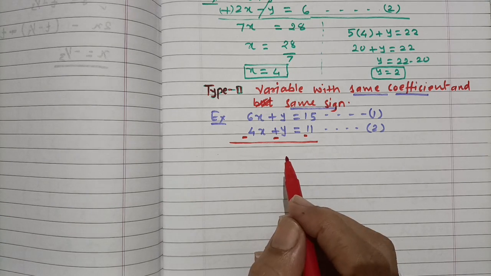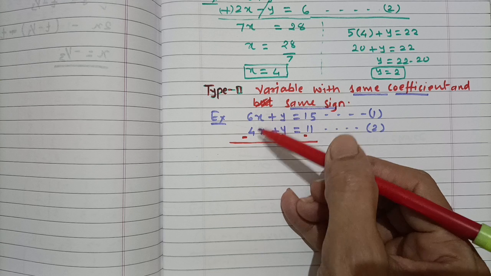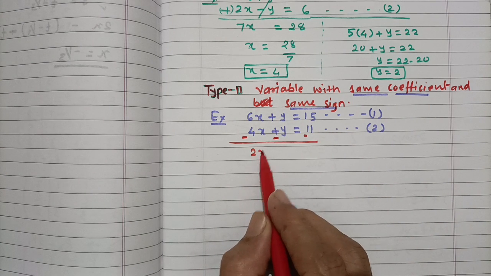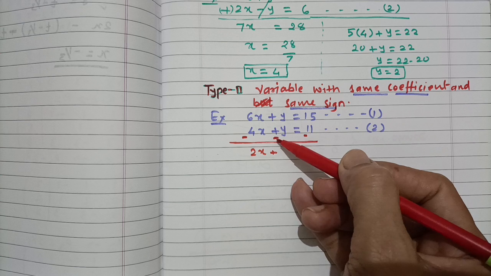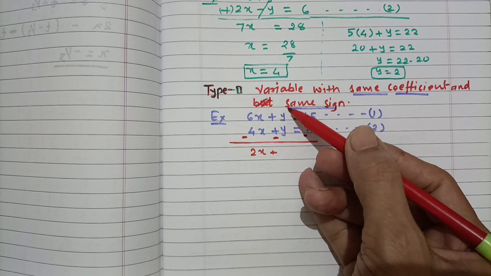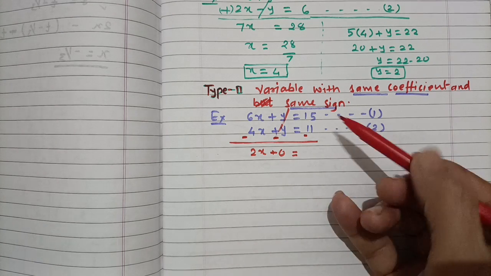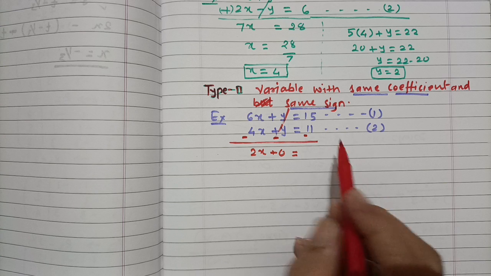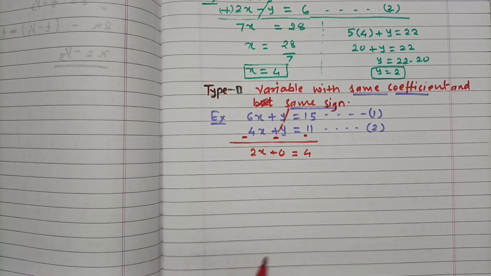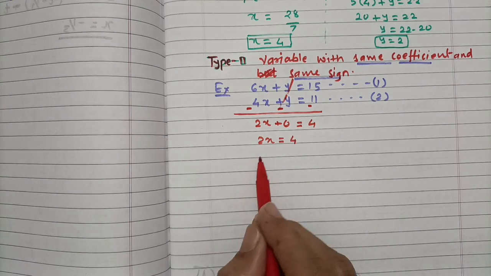Now if we subtract, this is 6x minus 4x, so it becomes 2x. Now the plus y and minus y get cancelled, so on the right side we have 15 minus 11, which is obviously 4. So we can see 2x is equal to 4. So the value of x is equal to 2.